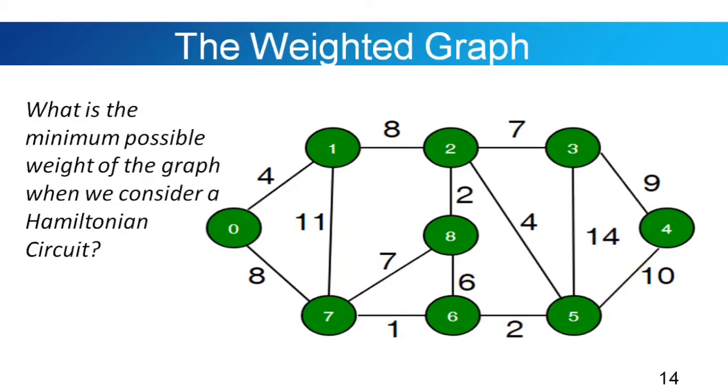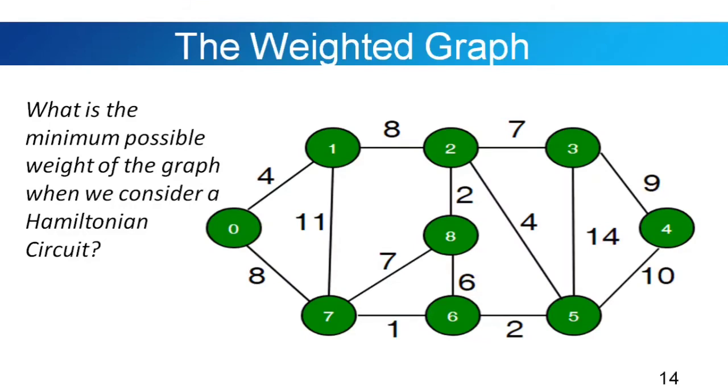This time, we're going to find the minimum possible weight of the graph when we consider a Hamiltonian circuit. A Hamiltonian circuit states that we have to go to all of the vertices, but then we have to go back to the point where we have started. You can pause this video if you need more time to answer this question.